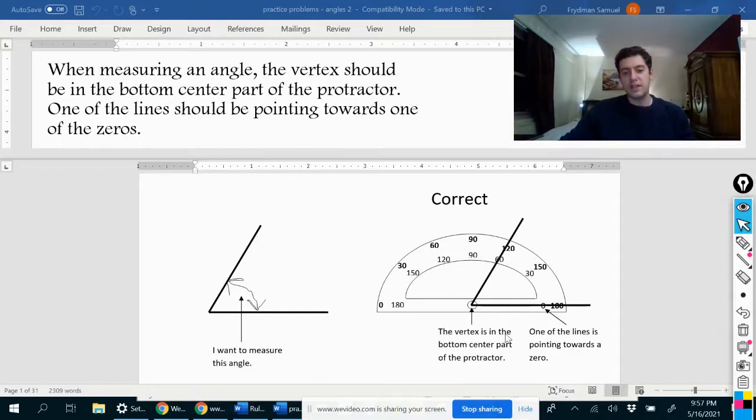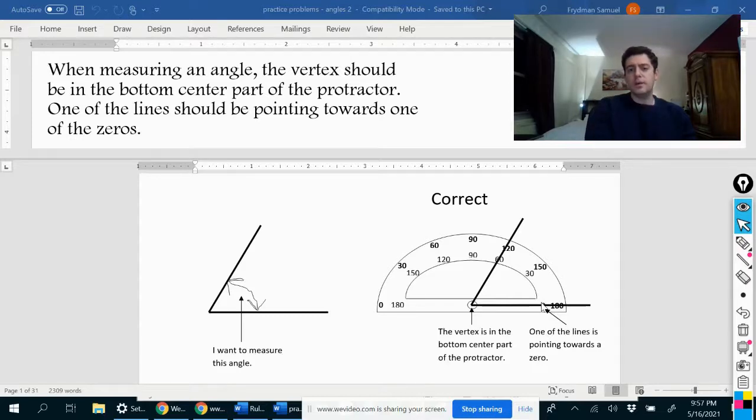The vertex is in the bottom center part of the protractor, okay? Vertex right over there in the bottom center part of the protractor. And one of the lines is pointing towards a zero. There are two zeros here. This line is pointing towards this one.